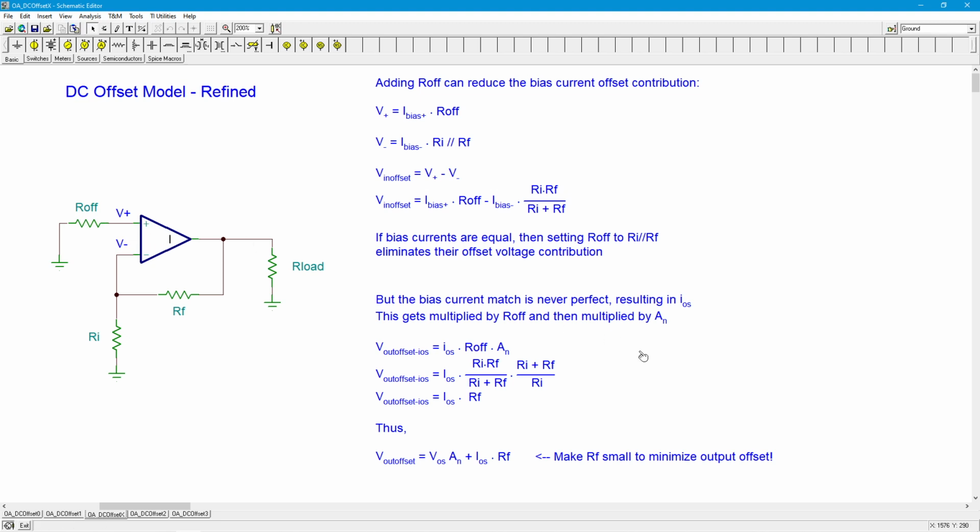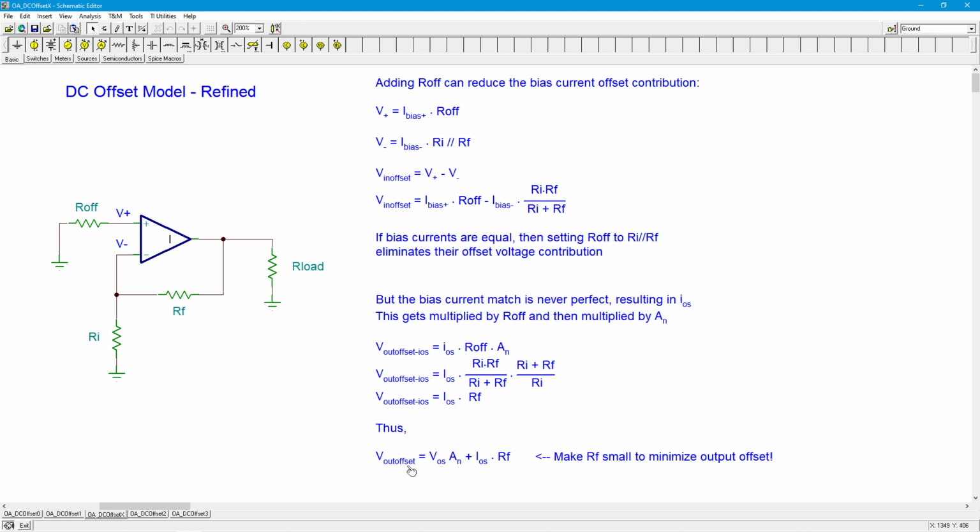Now, this is where things get a little bit simpler. R off is the parallel combo, in other words, using the product over sum rule, Ri RF over Ri plus RF. The noise gain can be written as either 1 plus RF over Ri or as Ri plus RF over Ri. It's the same thing. But when you look at this, see the Ri plus RF, they cancel. And then the Ri cancels. And what you're left with is IOS times RF. Beauty. I love the simplicity of that. It's nice when things work out conveniently, right?